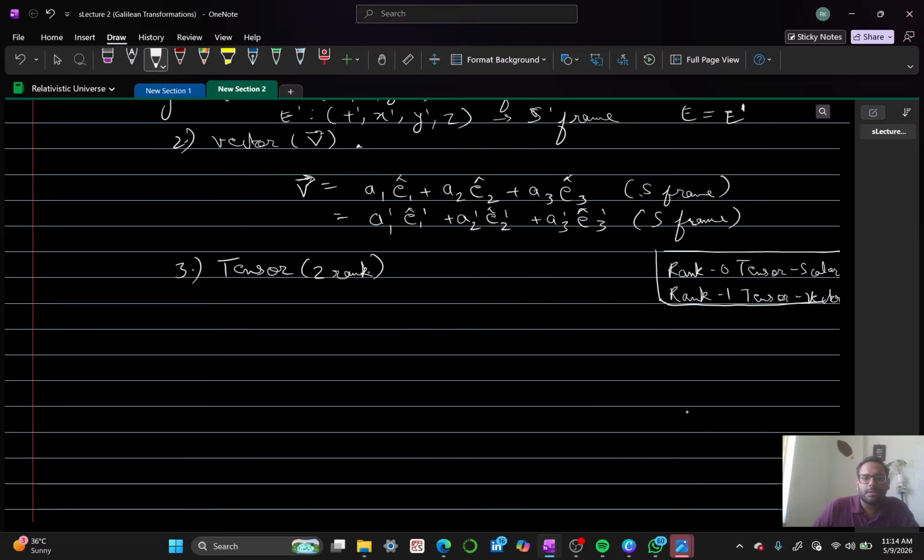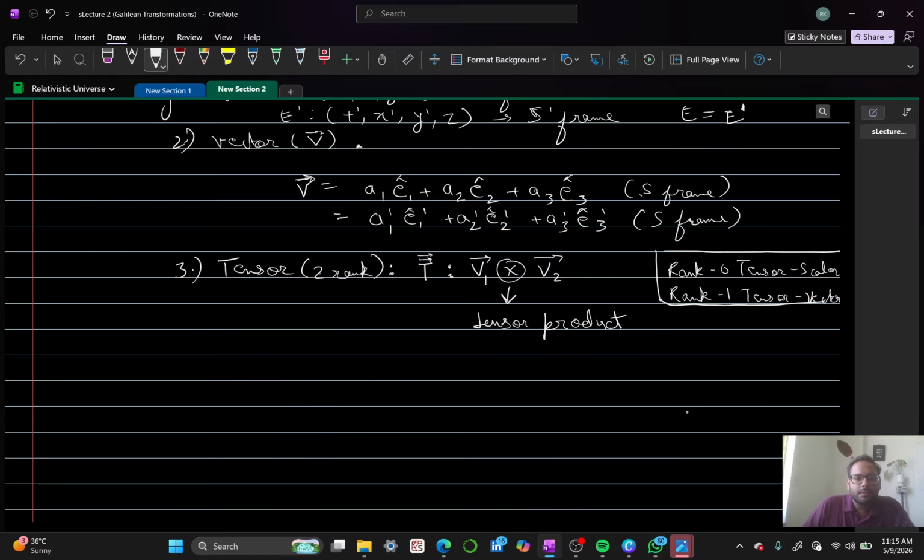So let's construct simply a rank 2 tensor. I will denote it by two arrows. Why? Because I can construct a second rank tensor with two vectors, and this product is called a tensor product.